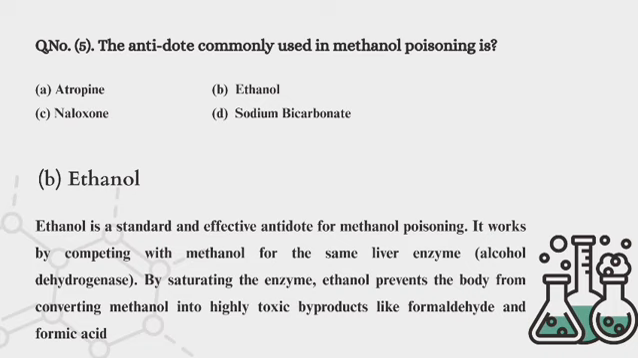Question number 5. The antidote commonly used in methanol poisoning is option A. Atropine, option B. Ethanol, option C. Naloxone, option D. Sodium bicarbonate. So the correct answer is option B. Ethanol. Ethanol is a standard and effective antidote for methanol poisoning. It works by competing with methanol for the same liver enzyme, alcohol dehydrogenase. By saturating the enzyme, ethanol prevents the body from converting methanol into highly toxic byproducts like formaldehyde and formic acid.